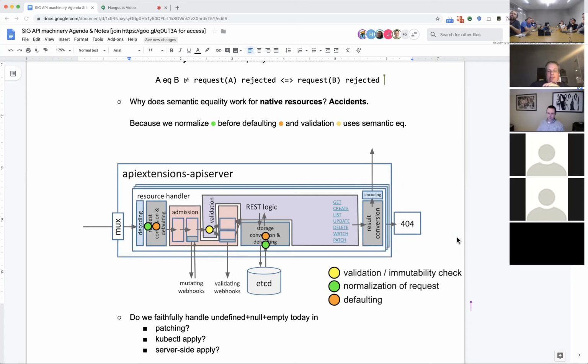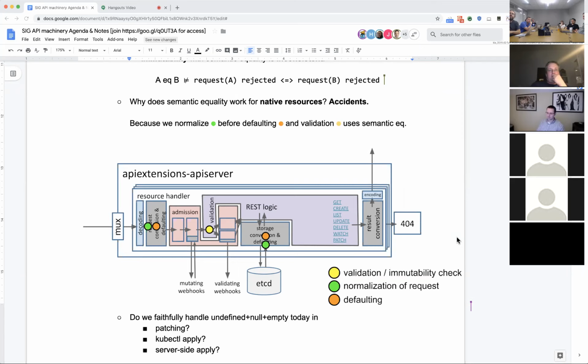Now we put some questions at the bottom there. Do we faithfully handle all those three values today? I heard from your comments, Daniel, that server-side apply is probably not among them, which handles it faithfully today. I think the type that we currently use to store an object probably faithfully passes it through. Okay. It's just that not everything corresponds to a sensible instruction, right?